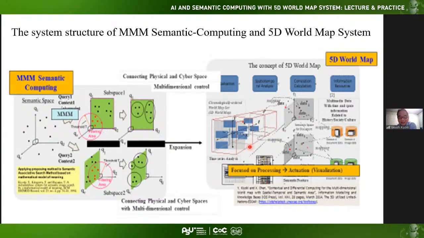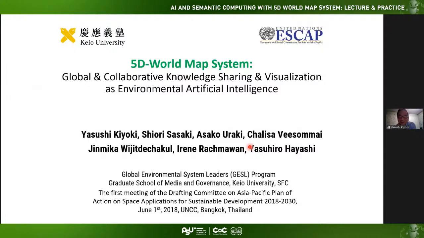And this is an expansion of this model. The MMM model can be expanded to the world of the 5D. And the 5D world map system is based on the MMM. And these are our members related to this project. And we have the collaboration with the United Nations, ESCAP. The headquarters is located in Bangkok. And sometimes we visit ESCAP.